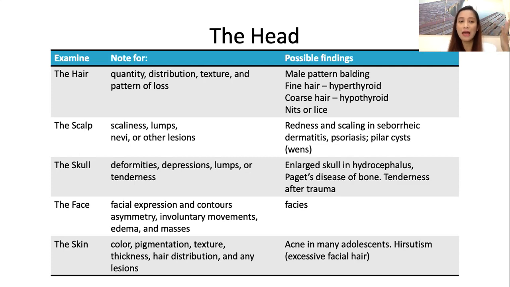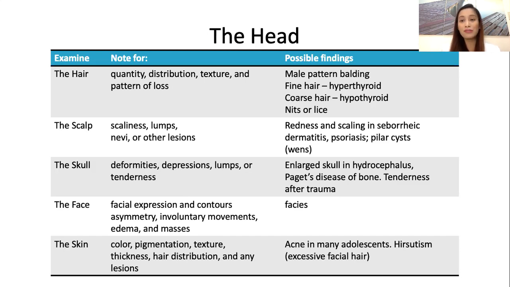So you examine the hair, look at the quantity, the distribution, the texture, the pattern of hair loss. Usually, if the hair is fine, it's usually hyperthyroid. Those are nice clues, very subtle clues. You don't even have to touch the patient and you can actually see the patient may be hyperthyroid. Those with coarse hair could be hypothyroid. Of course, you have to correlate it with the patient's history as well.